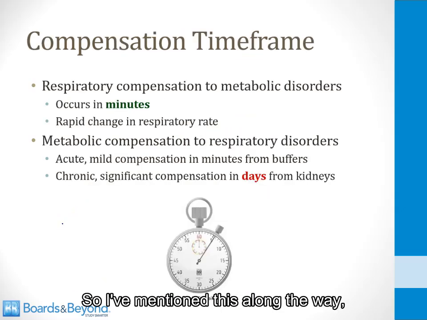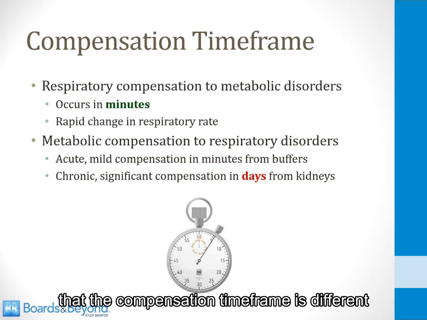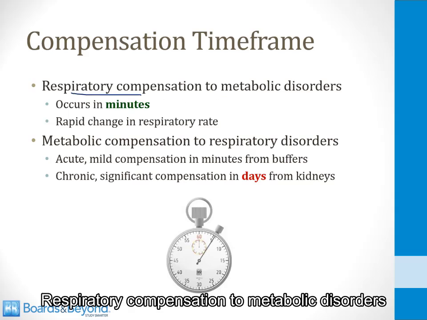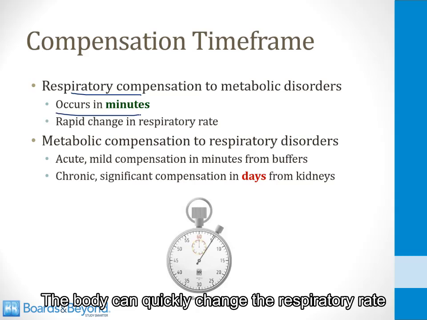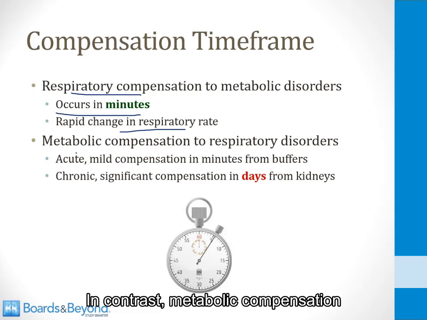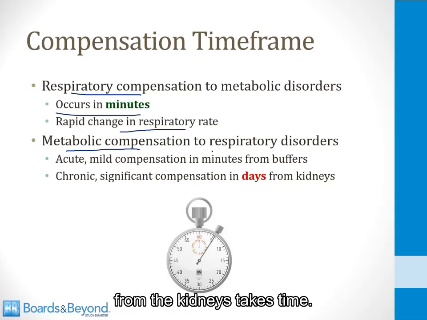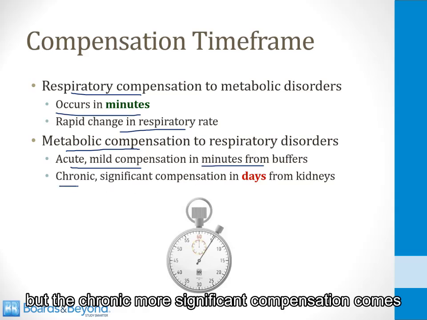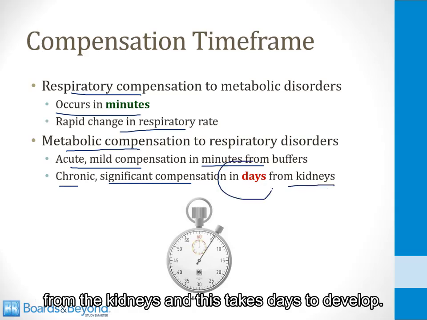So I've mentioned this along the way, but I just want to emphasize this point that the compensation time frame is different for the lungs and the kidneys. Respiratory compensation to metabolic disorders occurs within minutes. The body can quickly change the respiratory rate to compensate for a metabolic acid-base disorder. In contrast, metabolic compensation from the kidneys takes time. There is that acute mild compensation in minutes, which occurs from buffers, but the chronic, more significant compensation comes from the kidneys, and this takes days to develop.